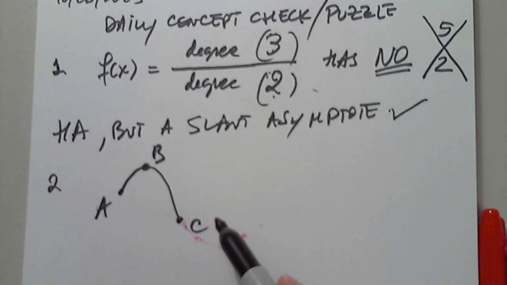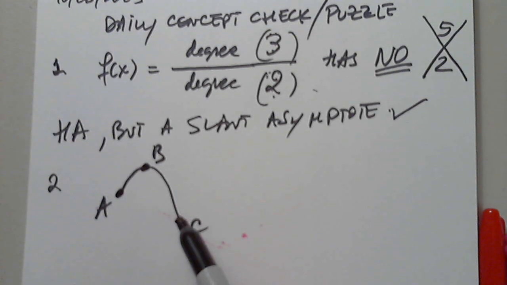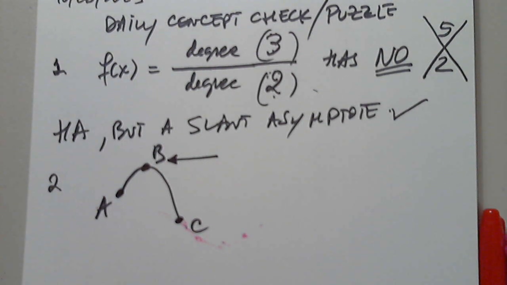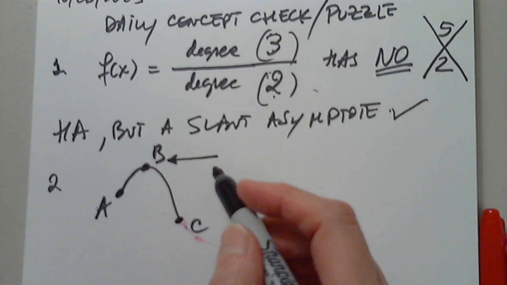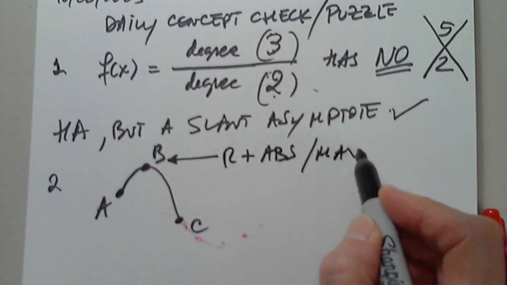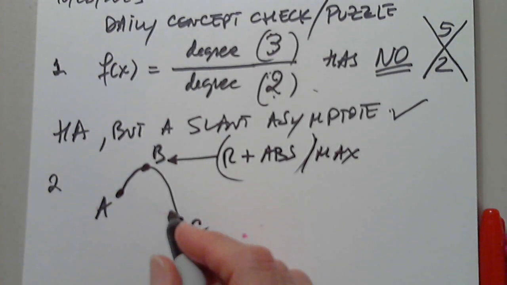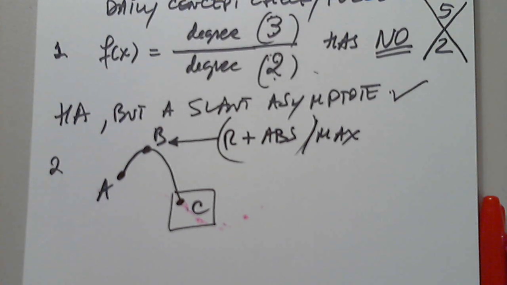Okay, so we have this function on a closed interval, point A, point B, point C. Can anyone tell us what is point B? Relative and absolute max. Excellent. Relative and absolute max. Awesome. Can anyone tell us what is point C? Great job. Thank you.